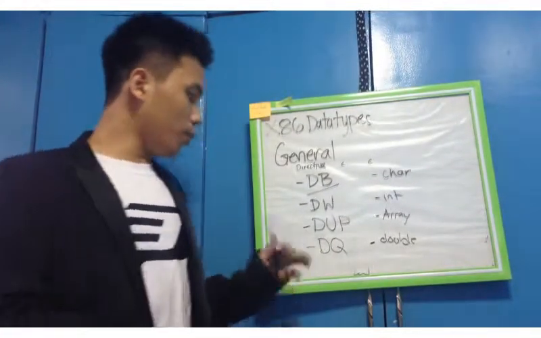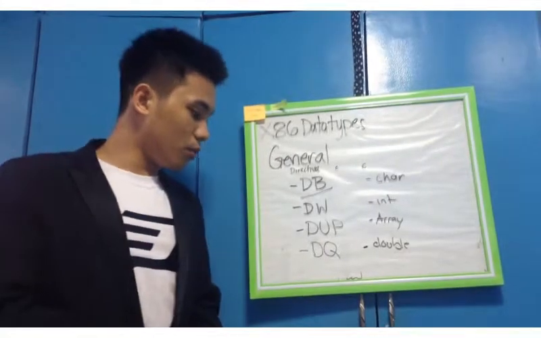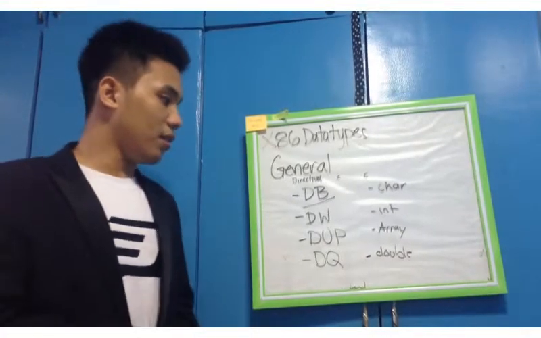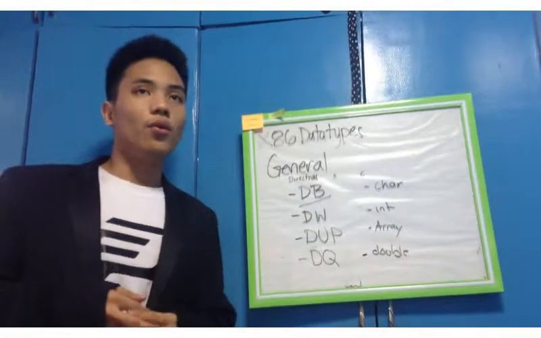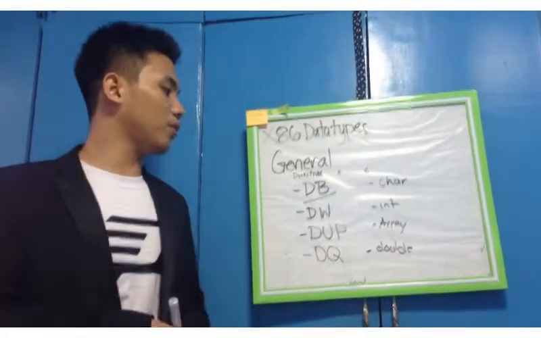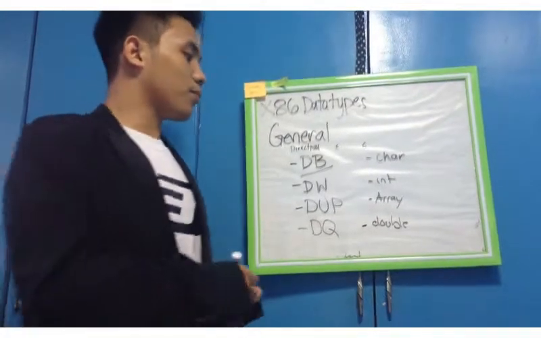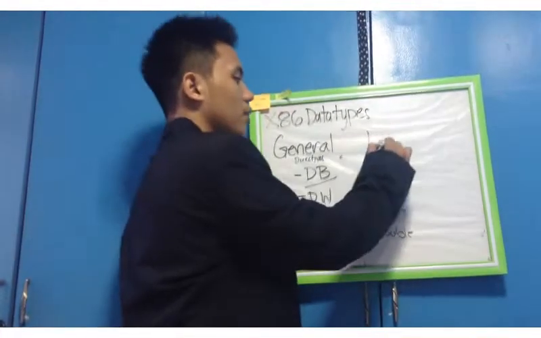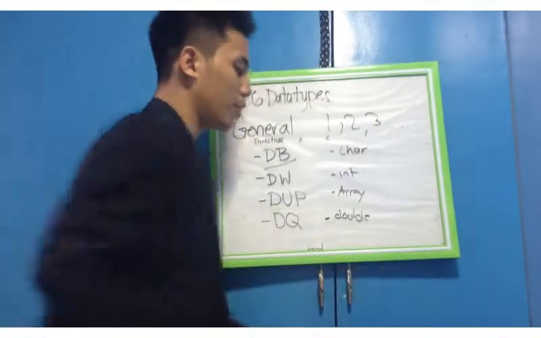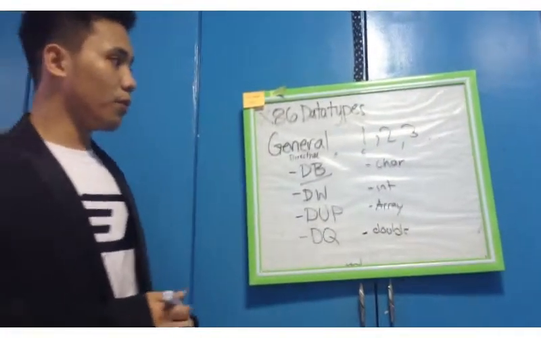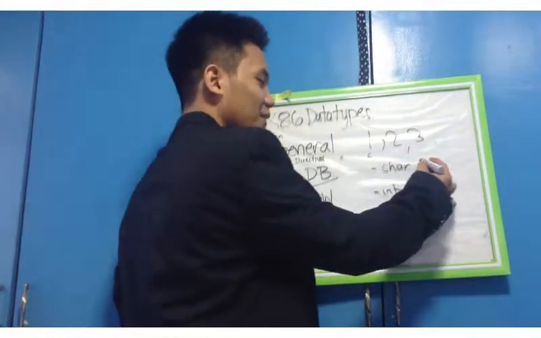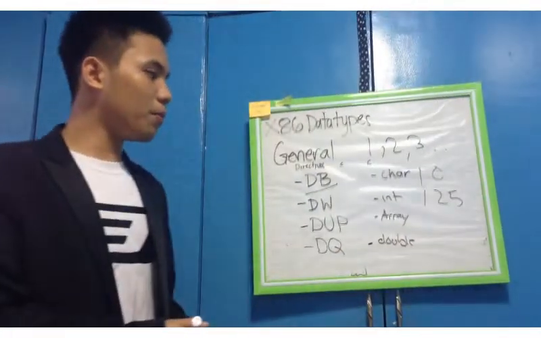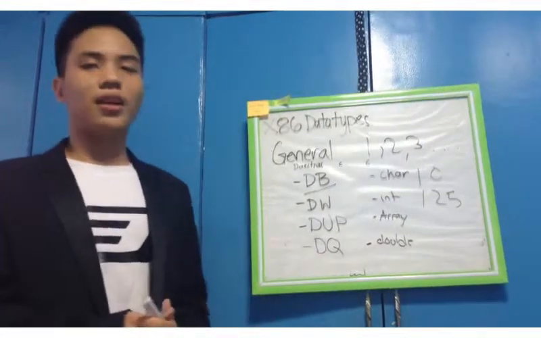Now, before we proceed to DUP, let's proceed to DQ, which corresponds to the double data type in C. And when we say double, we are using a decimal point on a variable. Example, in int we can only get whole numbers like 1, 2, 3, and so on. And then in DQ, in double, we get 1.0, 1.25, and any decimal place and any numbers that have a decimal value.